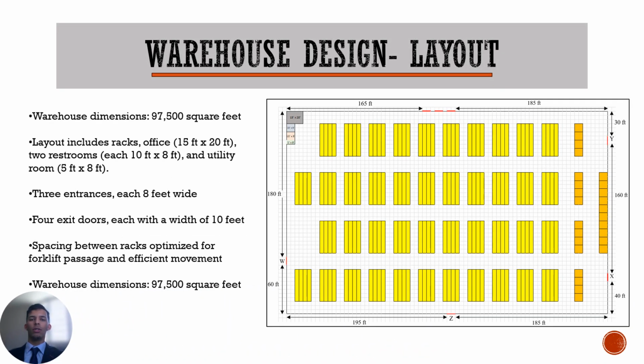Here is the configuration of the warehouse detailing all dimensions. This layout occupies around 97,500 square feet of space and encompasses all the racks, an office space, 2 restrooms, and the utility room. Additionally, there are 3 entrances, each spanning 8 feet wide, and 4 exit doors spanning 10 feet wide to facilitate product movement. Adequate spacing has been allocated between the racks to ensure convenient passage for forklifts, minimizing travel distances within the warehouse.